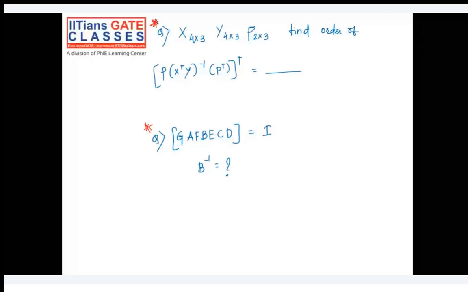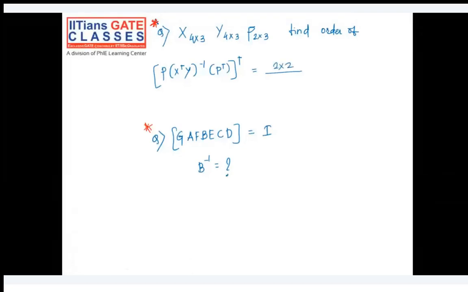Coming towards the second question. Here, this is the third type of inverse question which I was talking about. They may ask this type of question in the exam. The matrices G into A into F into B into E into C into D is equal to the identity matrix. Then find B inverse. These all are matrices in multiplication, and you are supposed to calculate the B inverse of it.